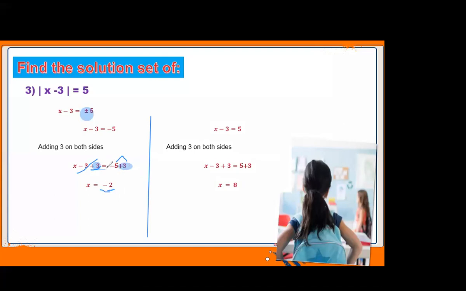Why? Because here the negative number is greater, so we get the negative sign. If 5 minus 3 is over there, we get plus 2. If minus 5 plus 3 is over there, we get minus 2. Is it clear or not?